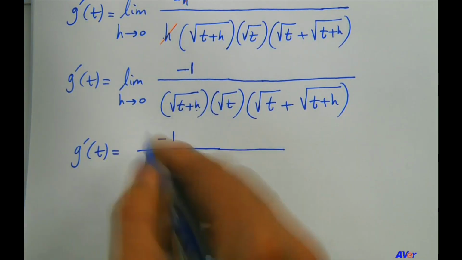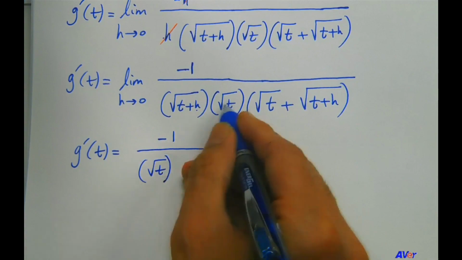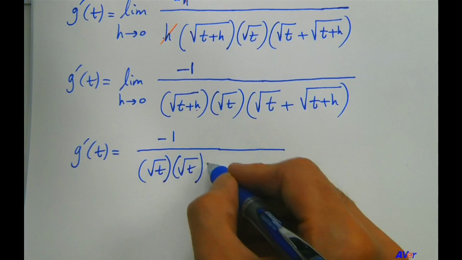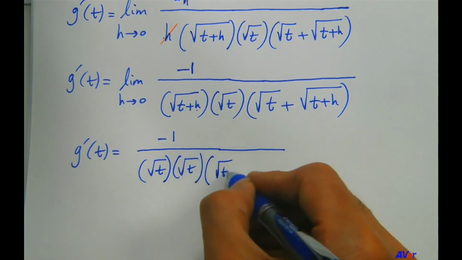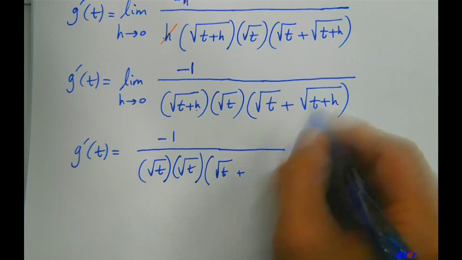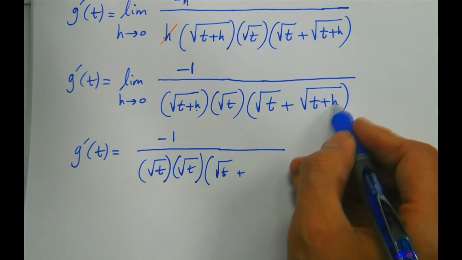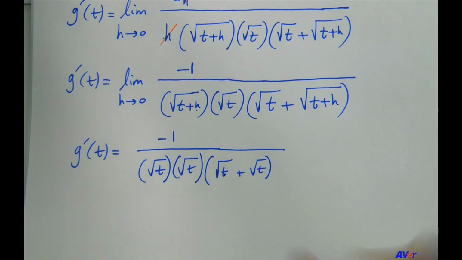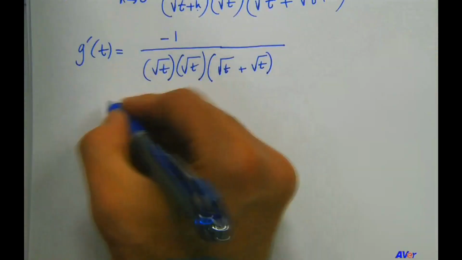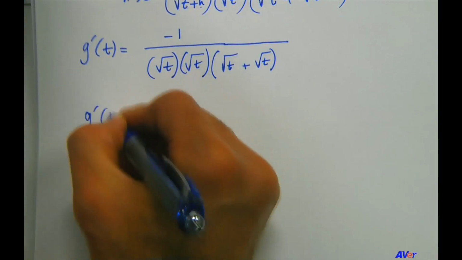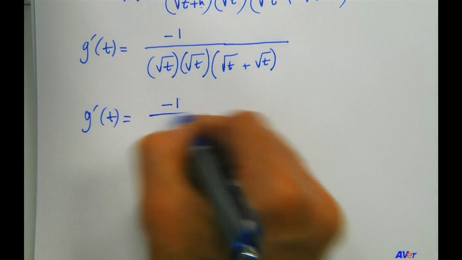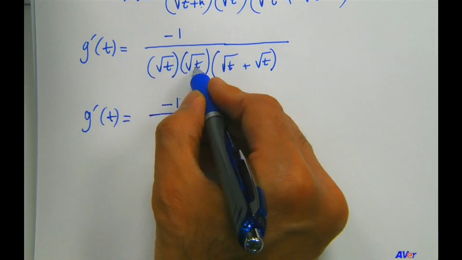We get square root of t. Here, there's no h, so we just get square root of t times square root of t again, because there's no h, plus, of course, square root of t plus h. H is 0, so that is square root of t. So this simplifies nicely, and we get g prime of t is minus 1 over square root of t times square root of t, which is just t.